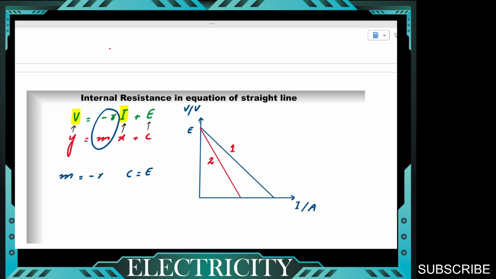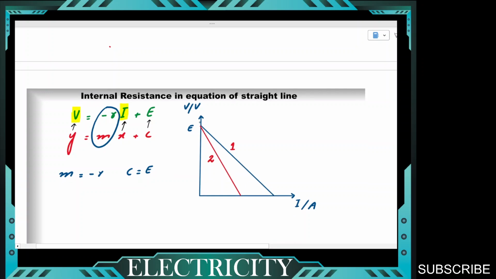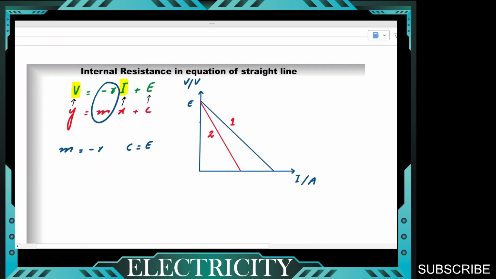Now the next question is, let's move on to the comparison. If I compare the graph of the first battery, battery 1, with the graph of battery 2, the first question is, out of these two batteries, which battery has higher rated voltage? Which battery has higher EMF? Is it 1 or is it 2?